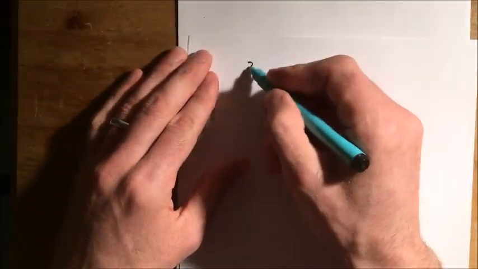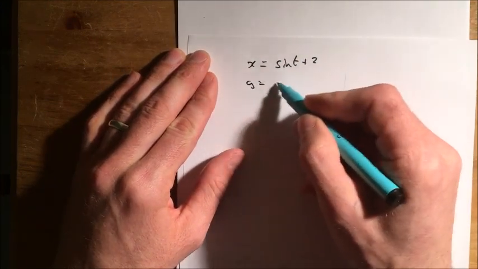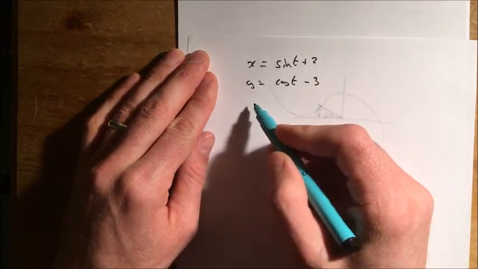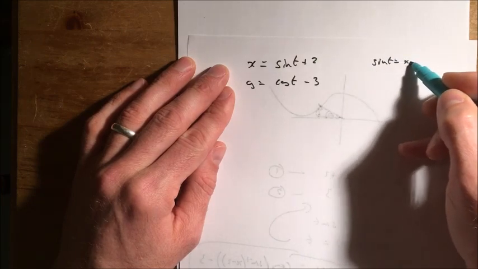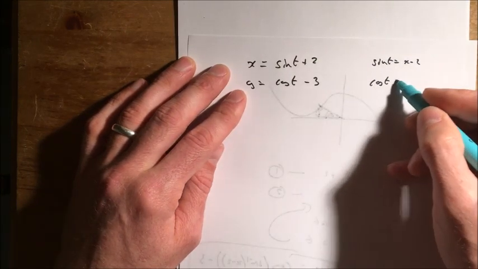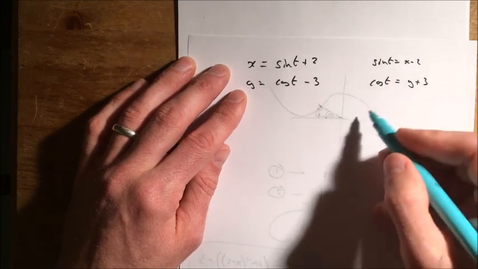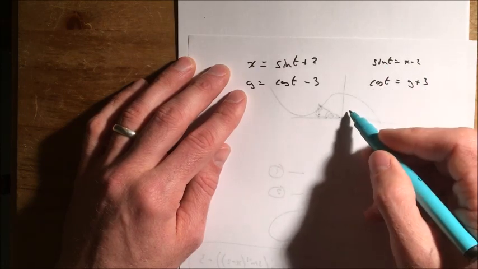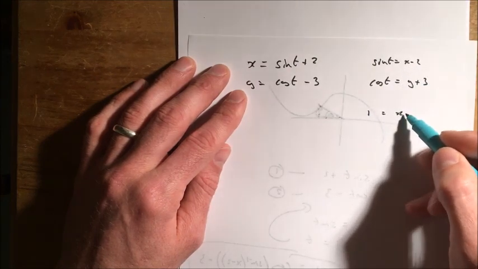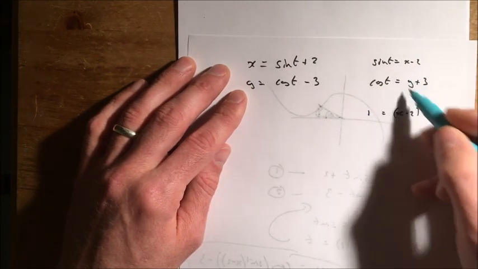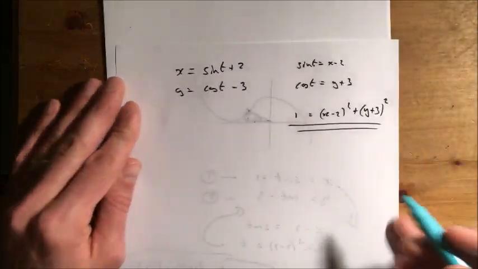what I'm going to do is I'm going to say x equals sine t plus 2, y equals cos t minus 3. I'm going to rearrange this one so I get sine t equals x minus 2. I'm going to rearrange this one so I get cos t equals y plus 3, and I'm going to say sine squared plus cos squared equals 1. So if I square this one and add it to this one squared, then sine squared plus cos squared equals 1. (x minus 2) squared plus (y plus 3) squared is going to be on my right hand side, and now I can recognize that as the equation of a circle.